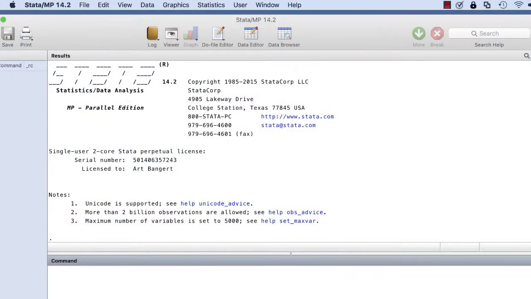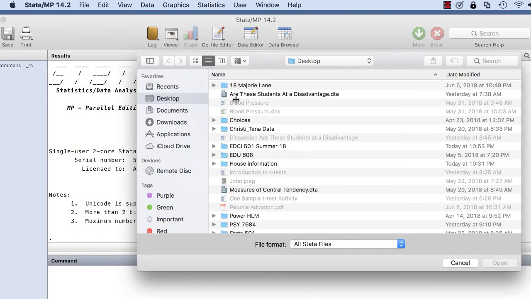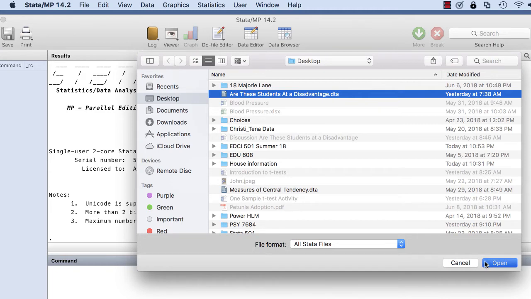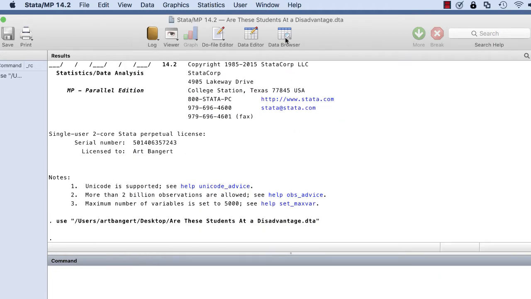This video is designed to demonstrate how to use Stata to conduct an independent samples t-test. In this case, we're going to use the Are These Students at a Disadvantage data set. So I'm going to go ahead and open that data set. And we can see it's open here in Stata.